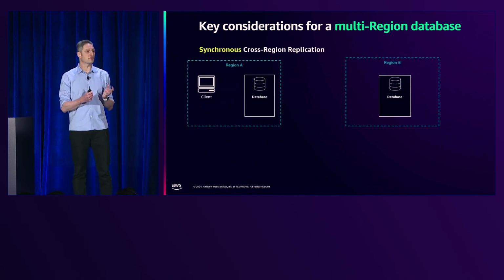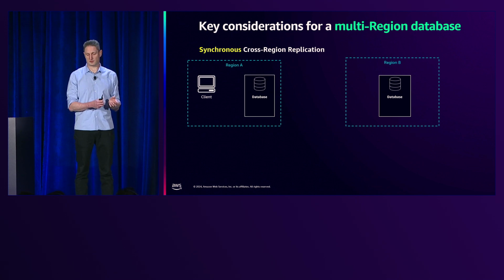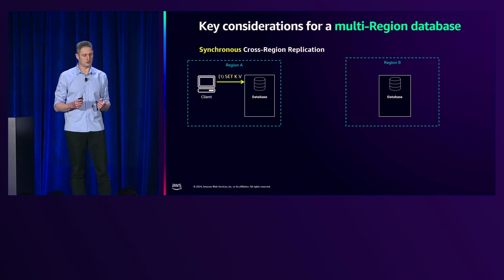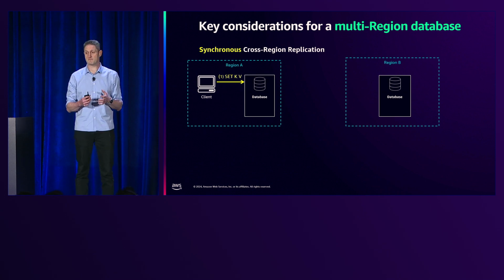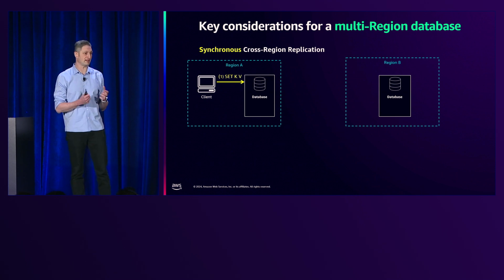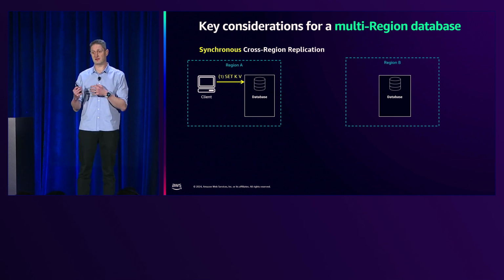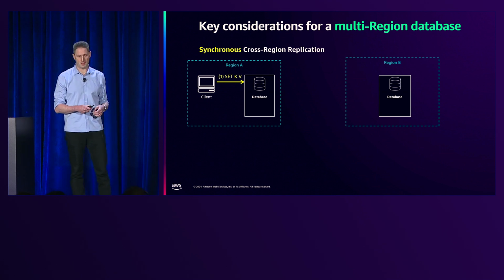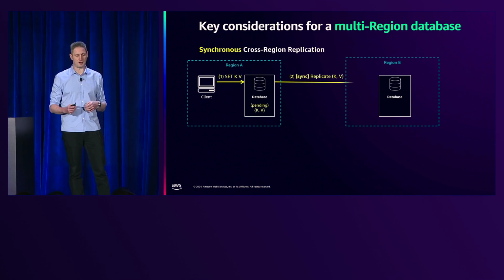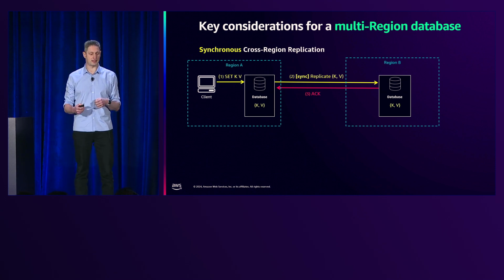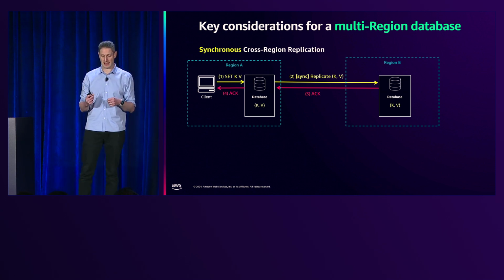So let's see how synchronous cross-region replication works. The client will do a write request to the database in the local region, and a write request could be either an insert or an update if it's a relational database, or it could be a set key value if it's a key value database like MemoryDB. Then the data is being replicated synchronously to the other region. It will be followed by an ACK, and then eventually you will get an ACK.